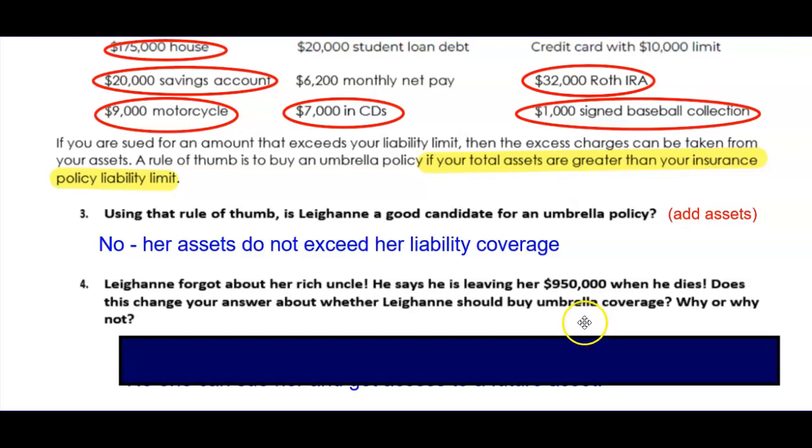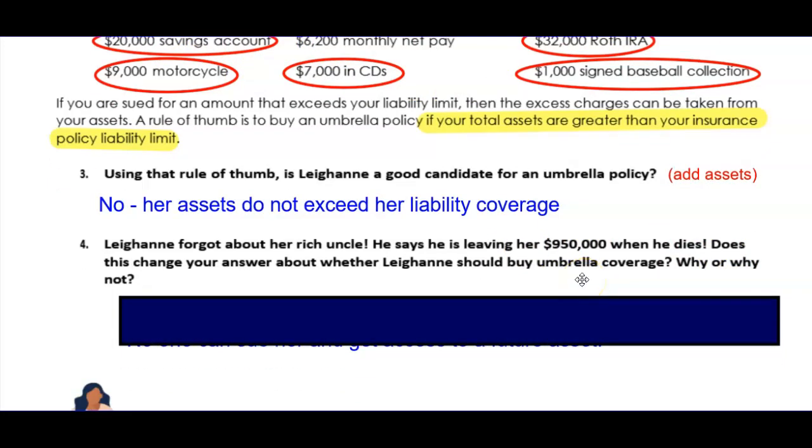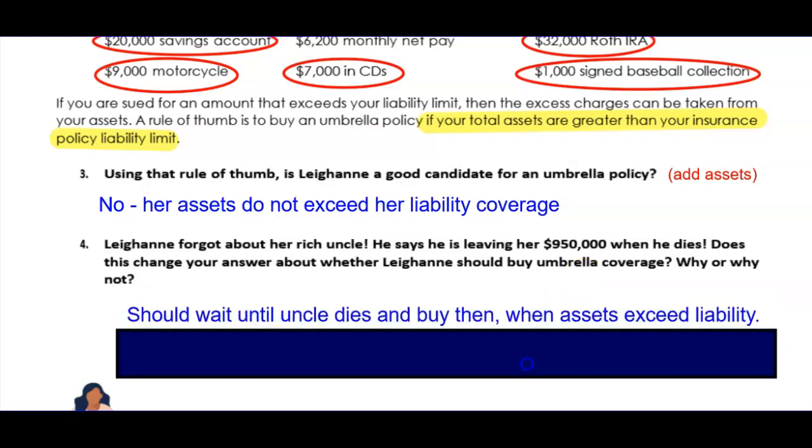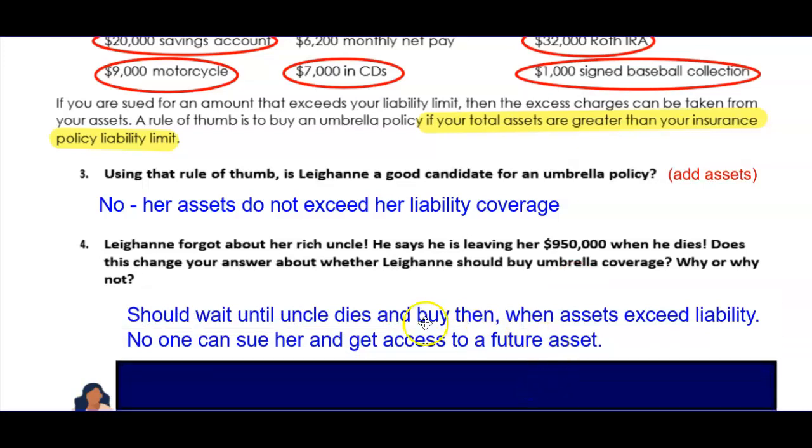Okay, so in this case, her assets are now all of these things plus the 950. So should we get it? Well, you could definitely argue yes at this point, except that she doesn't have the $950,000 yet. So if she waits until her uncle dies, then her assets will exceed liability, but not now. And if something were to happen right now, nobody can sue her and get access to a future asset. They can only get access to things you already currently own. So while she should definitely keep it in mind that she's going to want an umbrella policy once she has all that money, she does not need that umbrella policy yet.